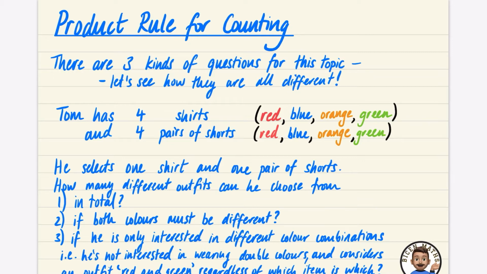So we're going to look at this scenario that we've got here, okay? This is the beginning scenario that Tom has got 4 shirts. He has a red shirt, a blue shirt, an orange shirt, and a green shirt. And he's also got 4 pairs of shorts, a red, blue, orange, and green pair of shorts.